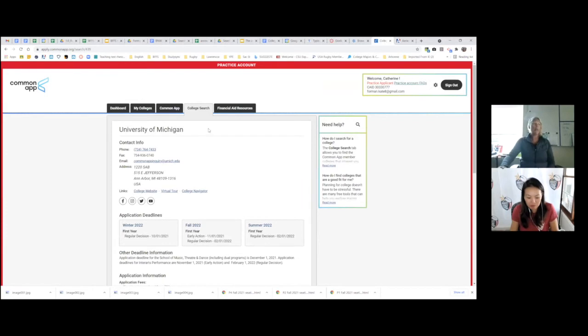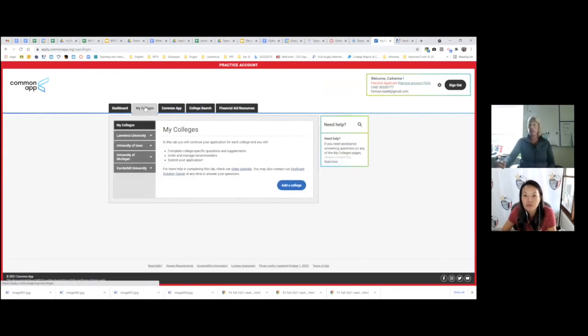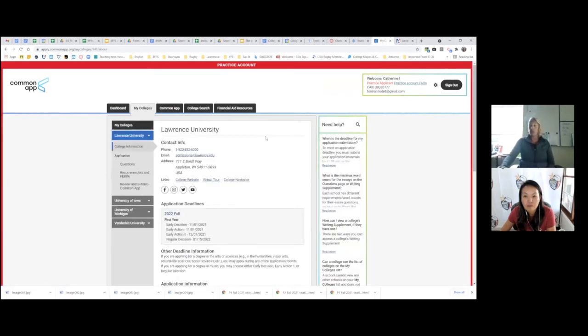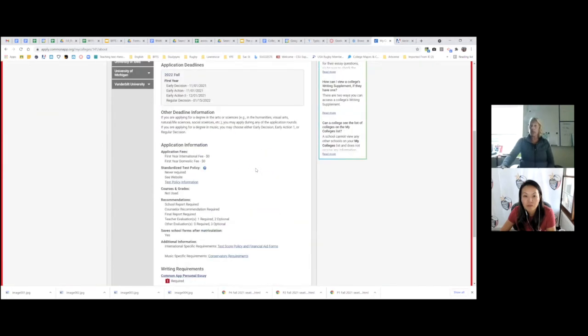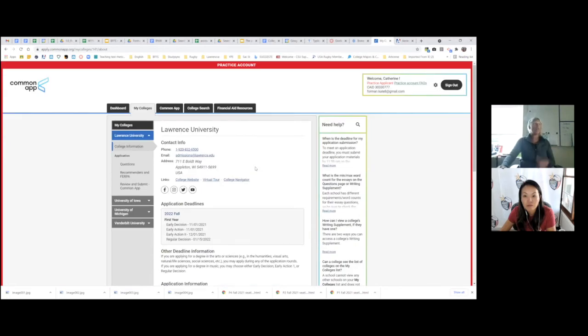So then what happens once you add a school? You can go to My Colleges. And now you'll see on the left, right? I just added a few earlier. You will have a drop-down menu for each of those schools. And the school will give you a few things, right? It gives you that same basic dashboard information. It's now listed here in My Colleges.